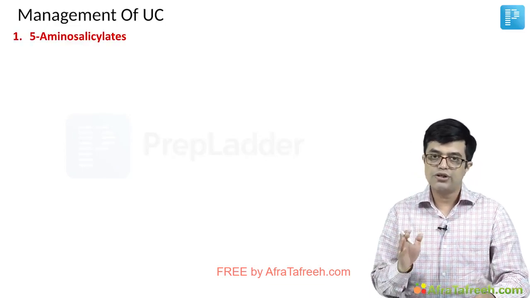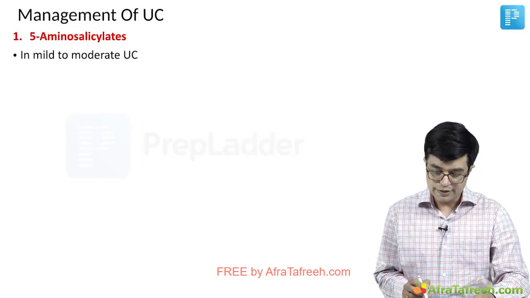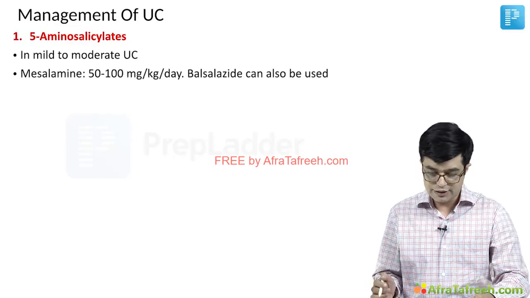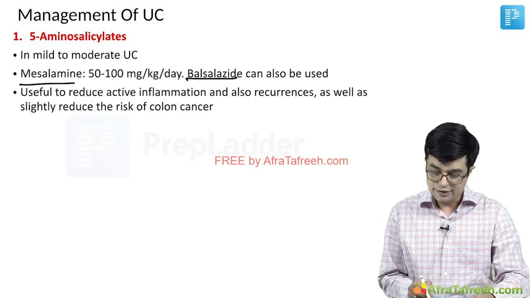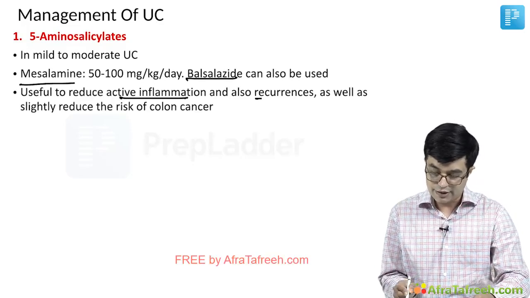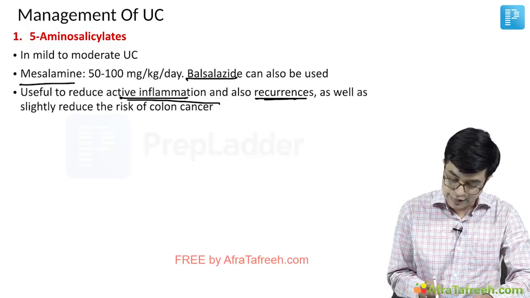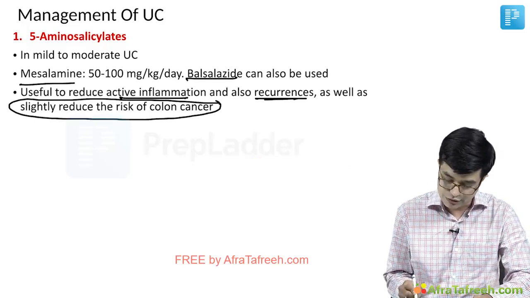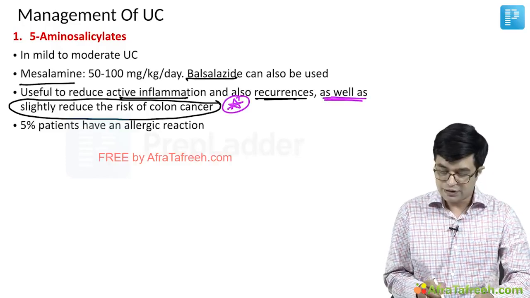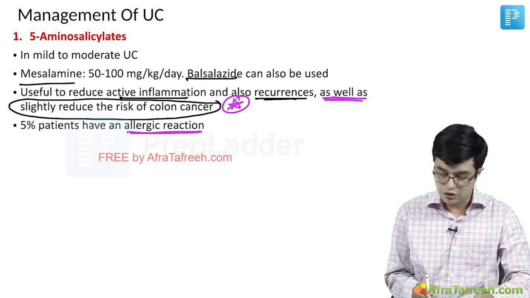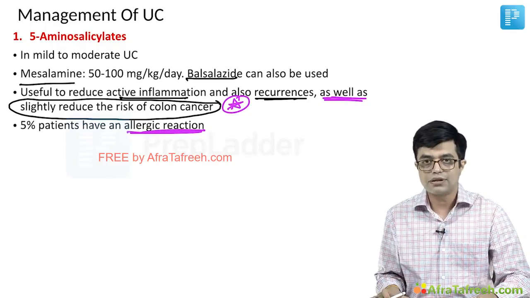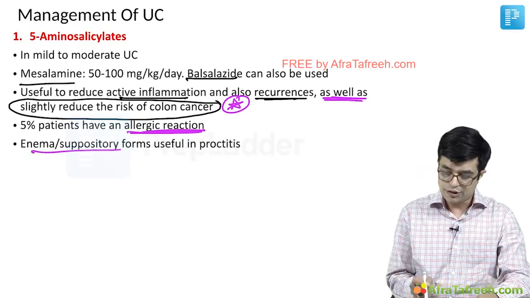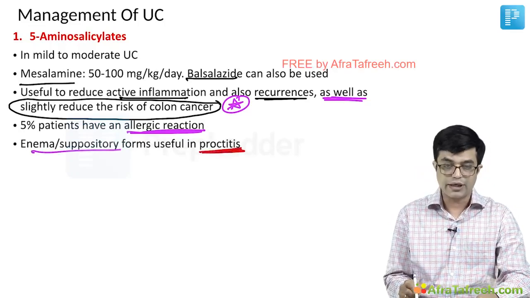Coming to the management of ulcerative colitis. 5-aminosalicylates continue to be the initial first-line therapy here also. They are useful in mild to moderate ulcerative colitis; mesalamine can be used or balsalazide can also be used, and they are useful to reduce active inflammation and recurrences. Important thing, they have also been shown to slightly reduce the risk of colon cancer as well. That is important. 5% patients have an allergic reaction to 5-ASAs. So allergic reaction is one of the most common side effects. Enema and suppository forms will be useful in patients with proctitis.